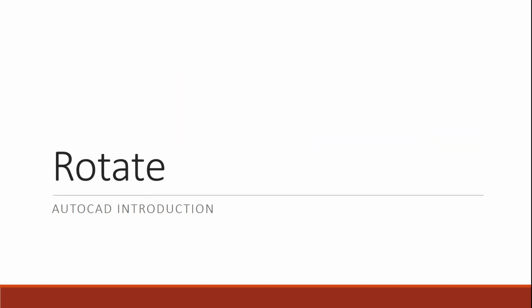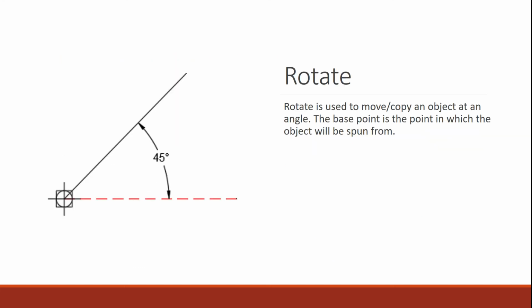Okay, with the rotate command, the base point is very important, because you want to select the base point that's going to be your center of revolution. So for example, on this little big picture I have here, where this node is located, that's going to be my point of revolution. So for example, I have a line and I want to rotate it up 45 degrees. My base point is going to be here if I want it to spin off of that point.